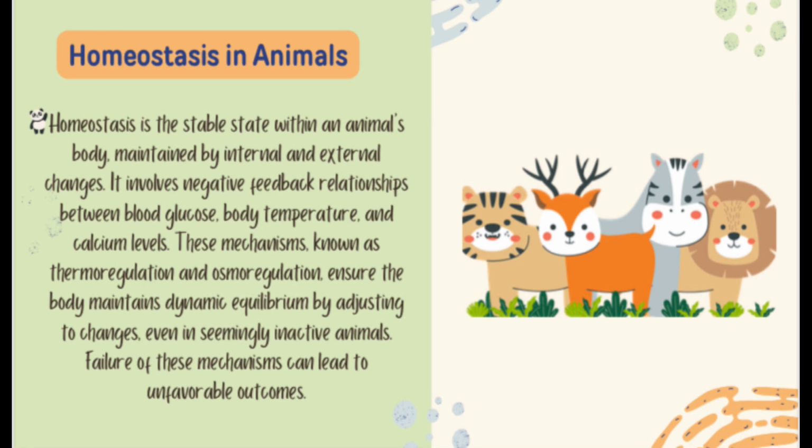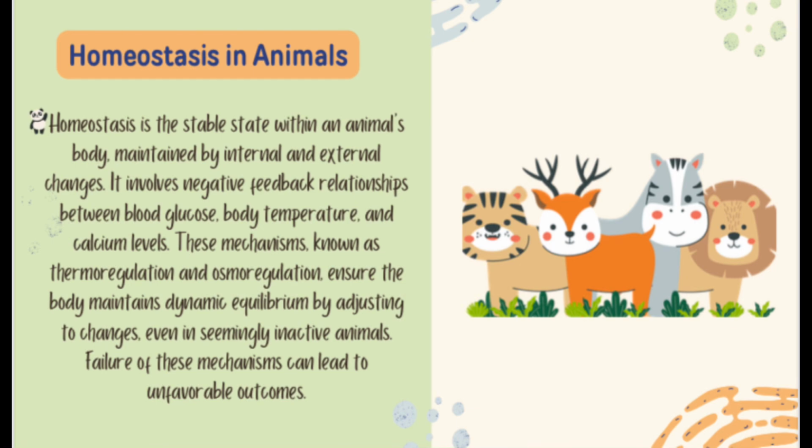Homeostasis refers to the maintenance of a stable internal environment within an animal's body. This stability is crucial for survival and proper function. The body achieves homeostasis through various mechanisms that counteract internal and external changes.